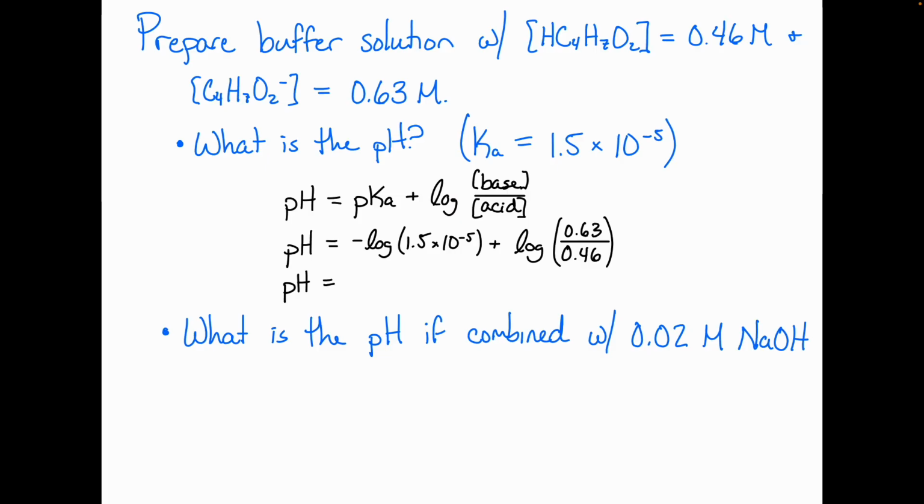All right, so first we have a buffer solution, so I get to use my Henderson-Hasselbalch equation. Importantly, my base is going to be my conjugate here, got the negative sign, doesn't have the hydrogen. My acid's got the hydrogen, no negative sign. So that's why I do my 0.63 over 0.46, base over acid. I get a pH of 4.96.